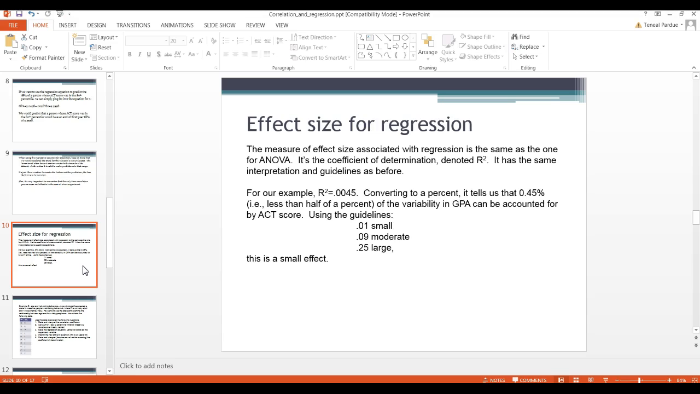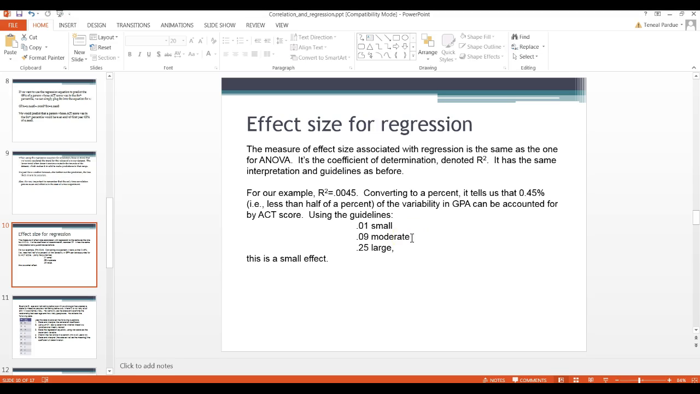So we've talked about correlation already as a measure of effect size, but let me mention also the coefficient of determination. We saw this before with ANOVA, and it's the same one we're looking at now. It has the same interpretation, the same guidelines as before. The guidelines are 0.01, I'm sorry, for small, 0.09 for moderate, and 0.25 for large.